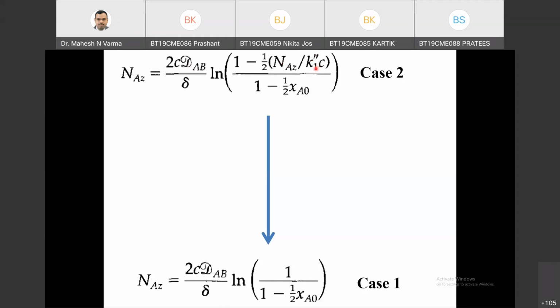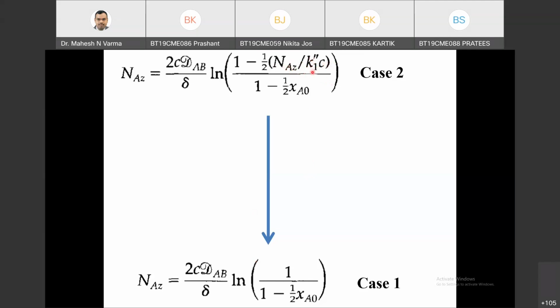If directly you take K1 double dash is very, very large, and add 1 upon the larger term, then 1 upon infinity will be equal to 0, and you will get directly this equation. Because K1 double dash is very, very large, NAZ divided by K1 double dash C equals 0. You will get this equation, but that is altogether wrong fundamentally. If K1 double dash is large, NAZ is related to K1 double dash, so NAZ will also be larger. So that cannot be 0.